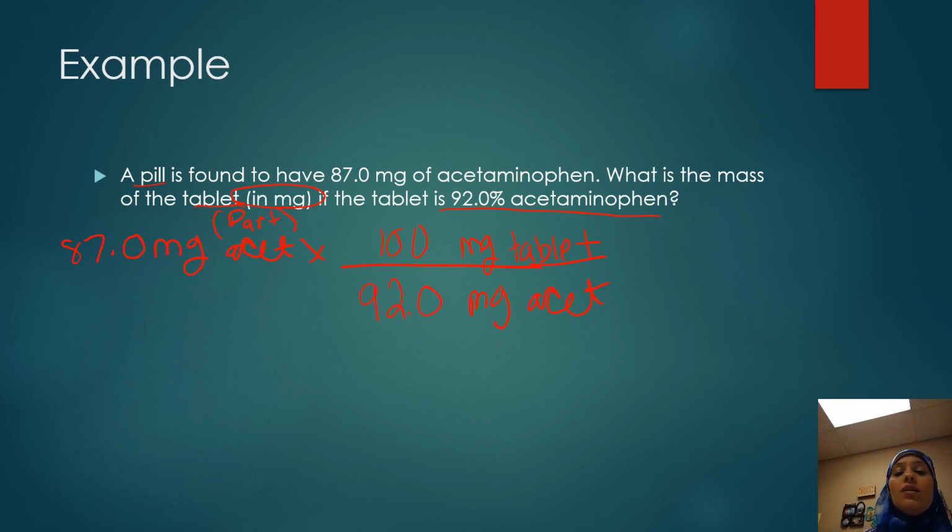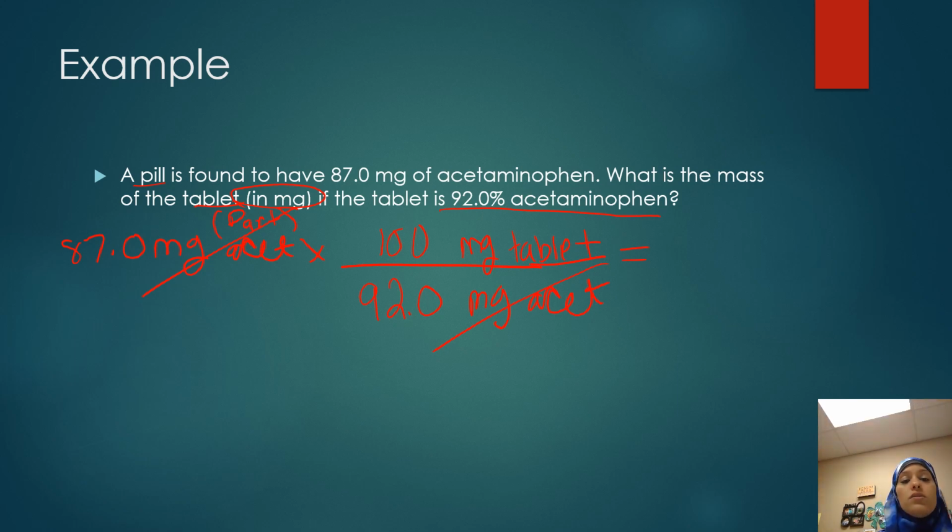Again, I can do that as long as the top unit and the bottom unit is the same. So you see how that works there? That allows me to cancel, and so I don't have to do extra conversions because both the mass of the acetaminophen and the mass of tablet is both in milligrams. If they're both in the same unit, don't do any extra conversions.